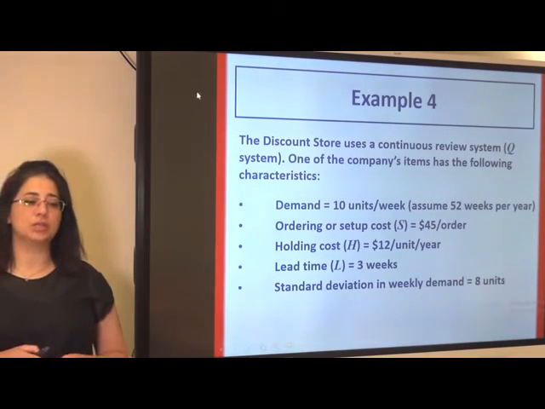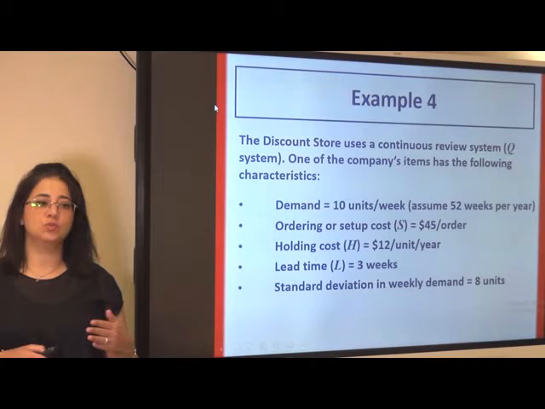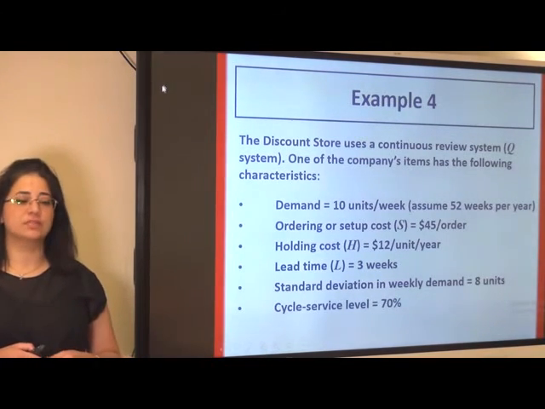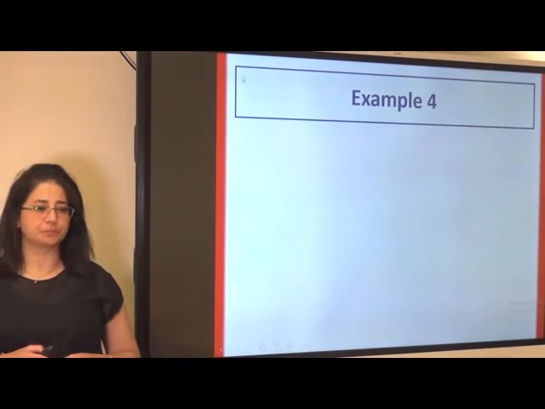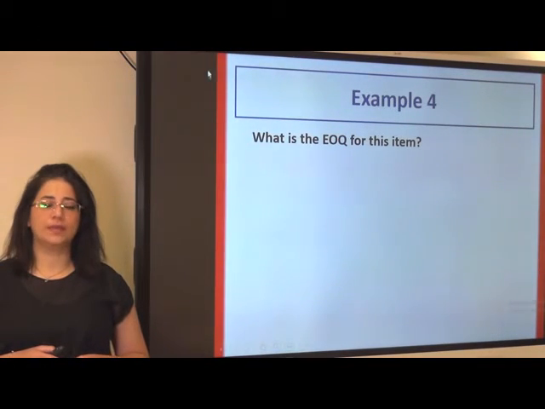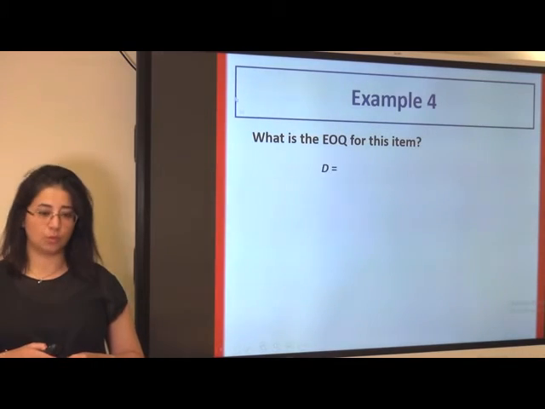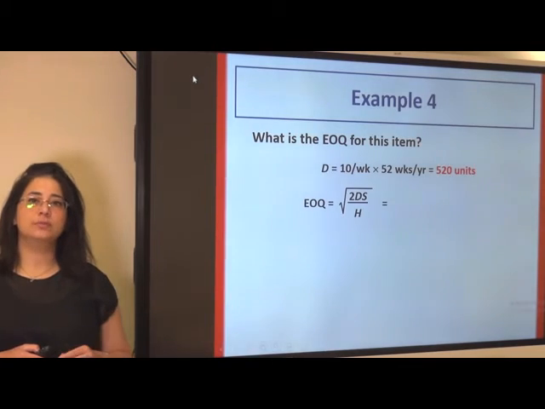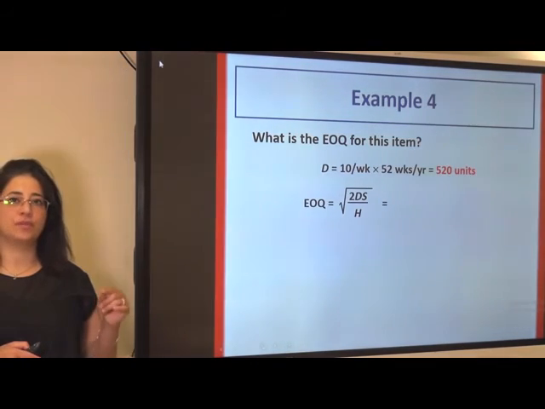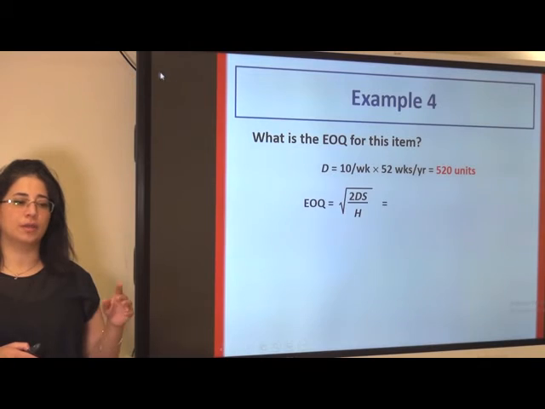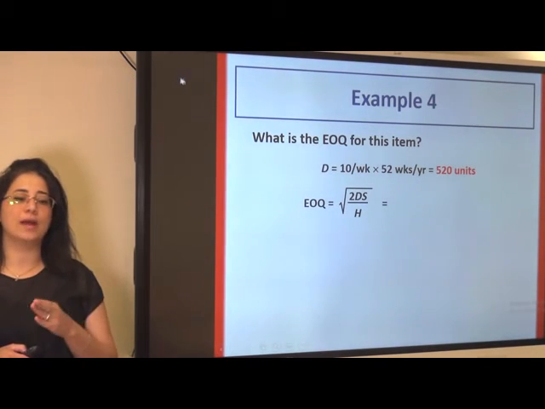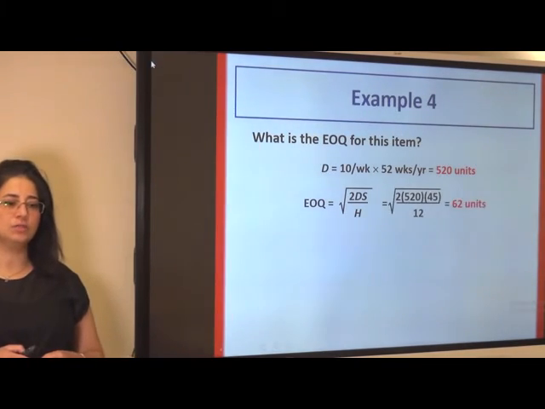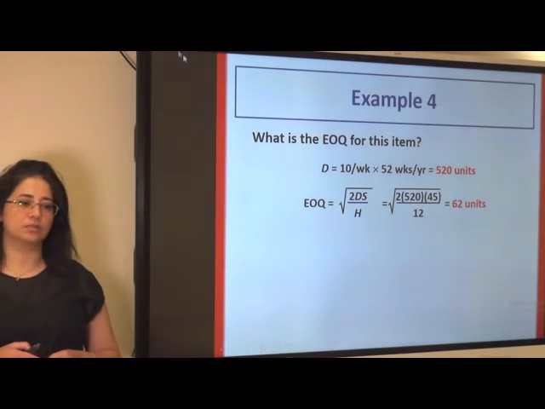Here they didn't mention the standard deviation of lead time, so we can assume it is constant. Cycle service level, 70%. First, we calculate the economic order quantity, which is the square root of 2DS over H. Here, D has to be annual demand, so we have to convert the demand of 10 units per week into annual, 520 units per year. Substituted in the equation, it will be 62 units.